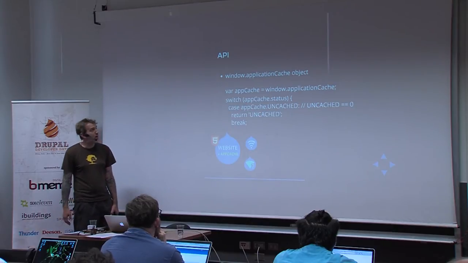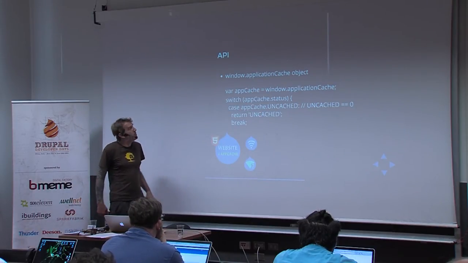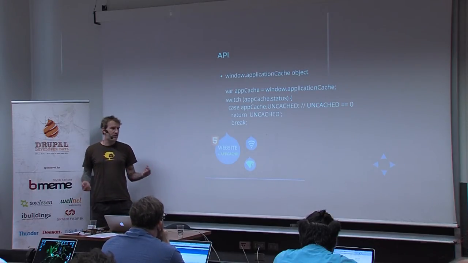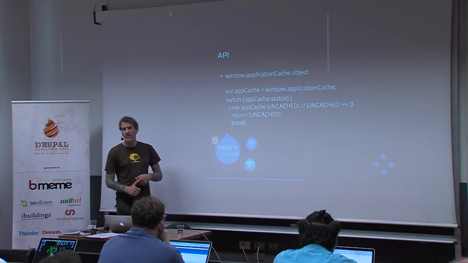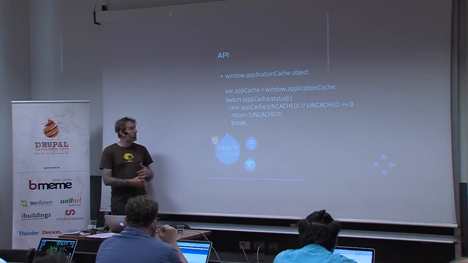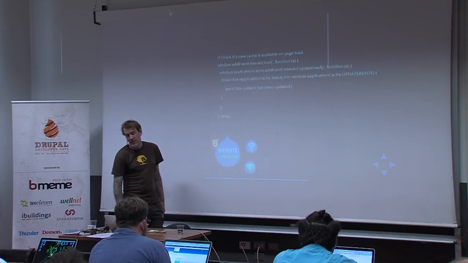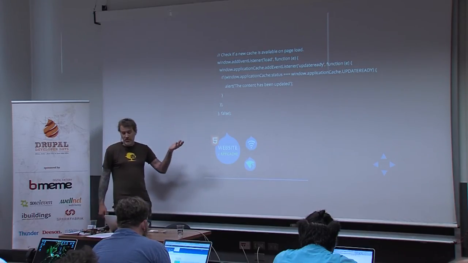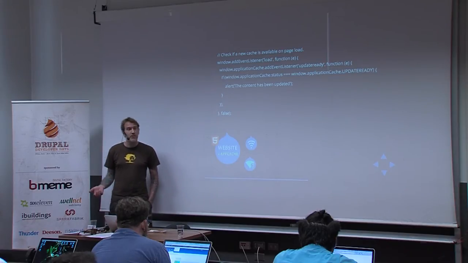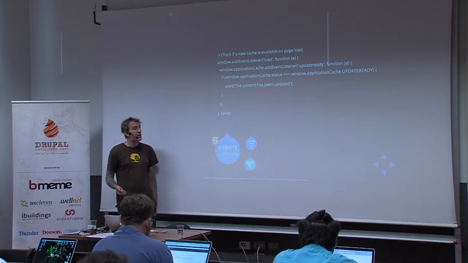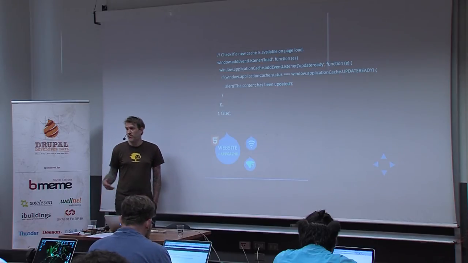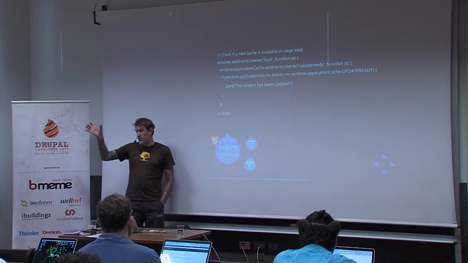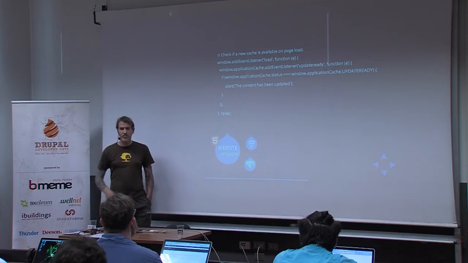There is a simple API. You can do stuff with that. There's a window application cache object, which you can use. It has a couple of statuses that tell you whether the manifest has been downloaded, whether everything is updated, and things like that. And your browser also sends out events, so you can listen to a couple of events. In this example, we are listening whether the manifest has been updated or not. In that case, we're throwing an alert. An alert is not that user-friendly, so you should do something different. What we actually have done in Frontend United is just show a nice little message like, hey, your content has been updated, and things like that.